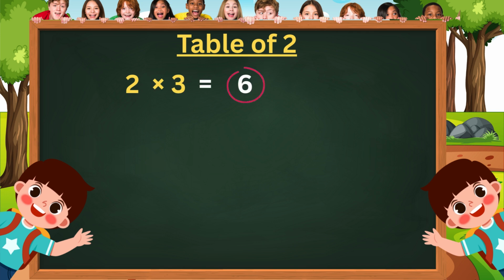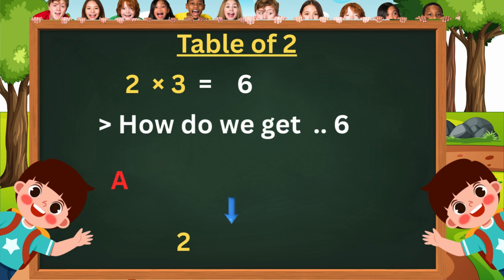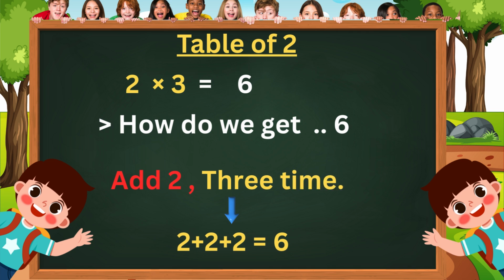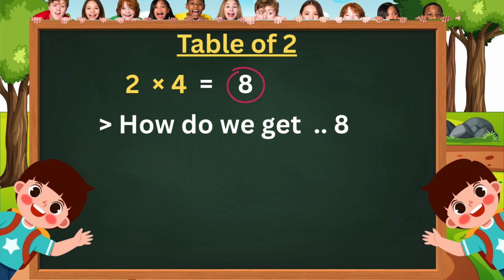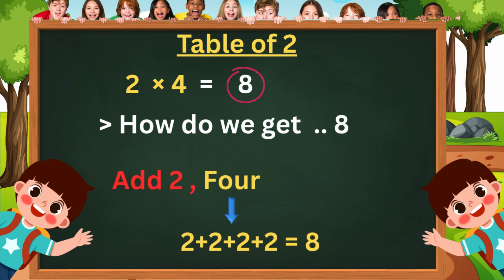2 threes are 6. How do we get 6? Add 2 3 times is equal to 6. 2 fours are 8. How do we get 8? Add 2 4 times is equal to 8.